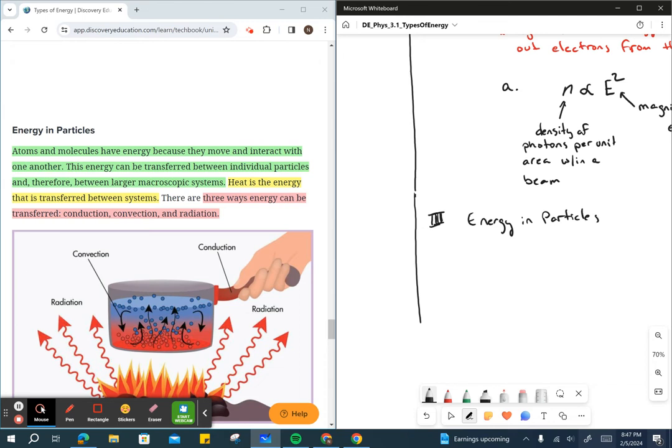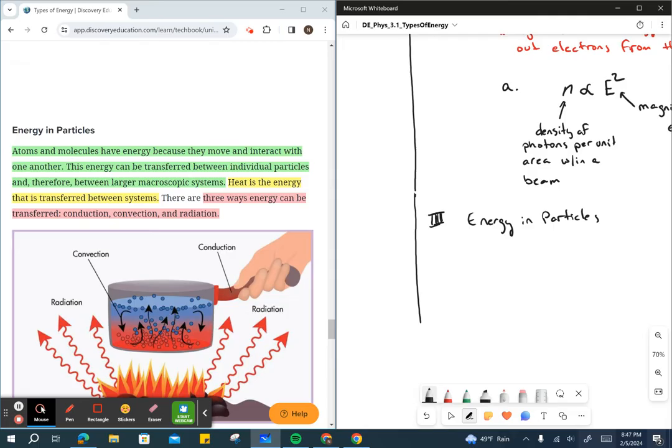Okay, so you have learned that particles, atoms and molecules have energy because they move and interact with each other. They can be transferred between individual particles and therefore between larger macroscopic systems. Heat is the energy that is transferred between systems. There are 3 ways energy can be transferred: conduction, convection, and radiation.